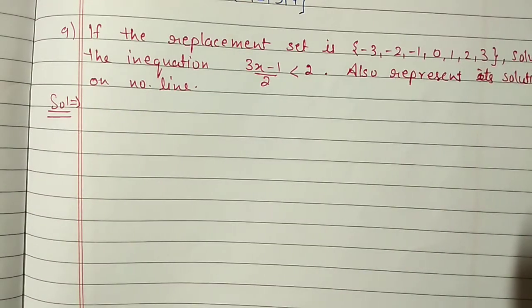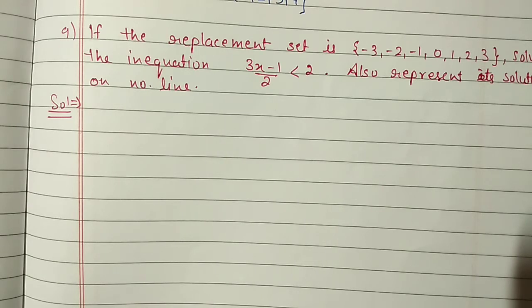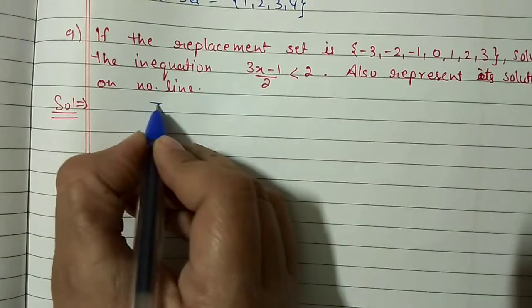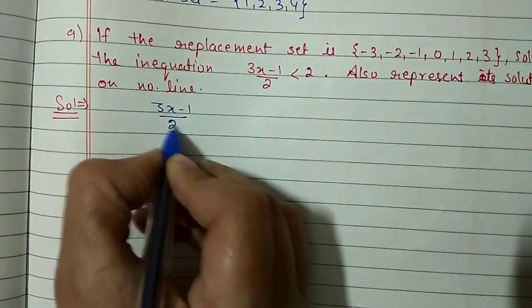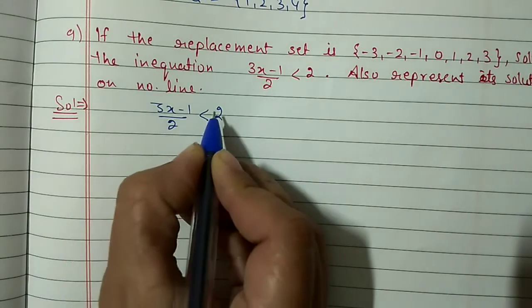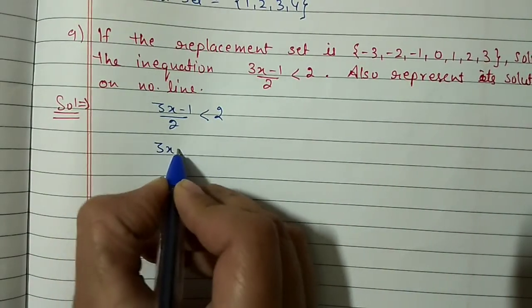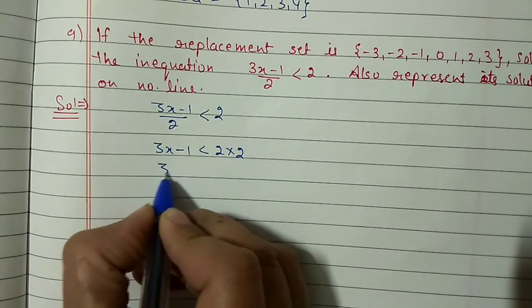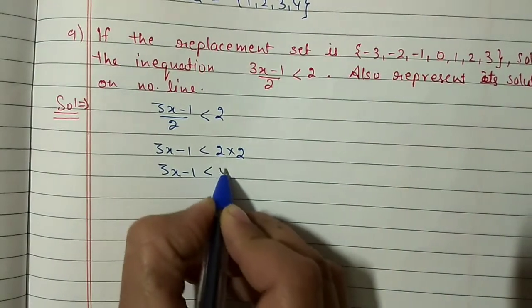Next question number 9. If the replacement set is minus 3, minus 2, minus 1, 0, 1, 2, 3, solve the inequation 3x minus 1 by 2 less than 2 and also represent its solution on number line. So first we will solve it. We have 3x minus 1 by 2 less than 2. So this 2 we can shift another side. We will get 3x minus 1 less than 2 into 2, or 3x minus 1 less than 4.